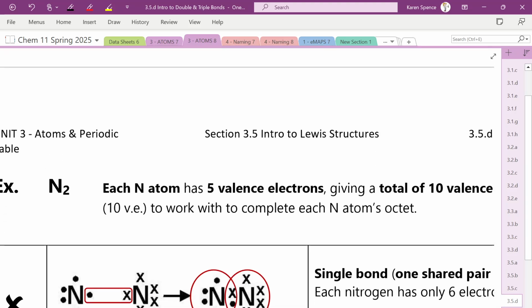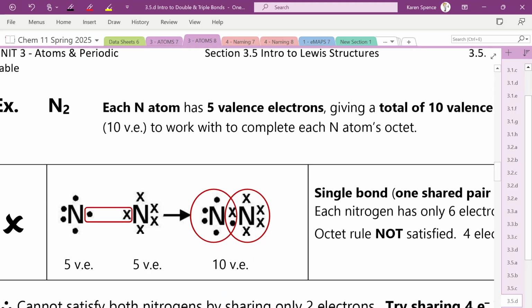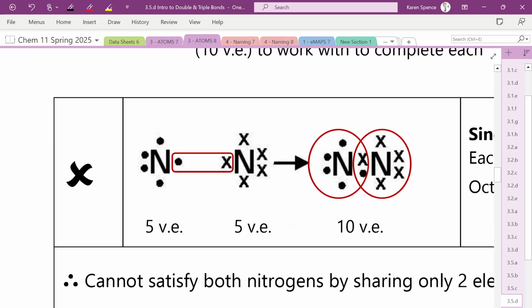Very good. N2. Well, we're going to run into the same problem because nitrogen has 5 electrons. If we share those, this nitrogen on the left has 1, 2, 3, 4, 5, 6 electrons. This guy has 1, 2, 3, 4, 5, 6 electrons. Is that a happy structure?